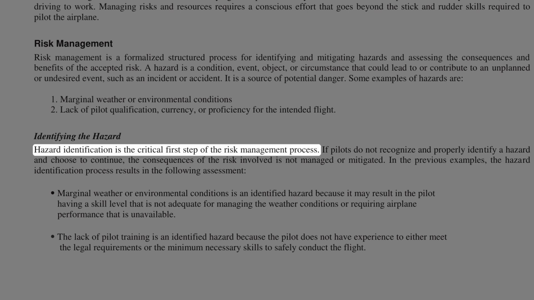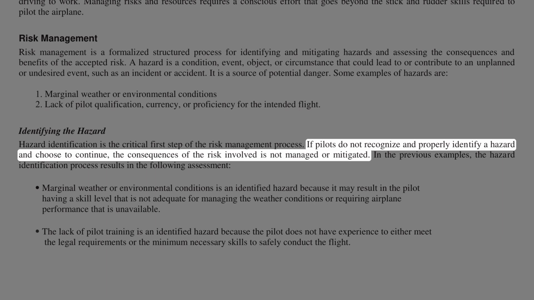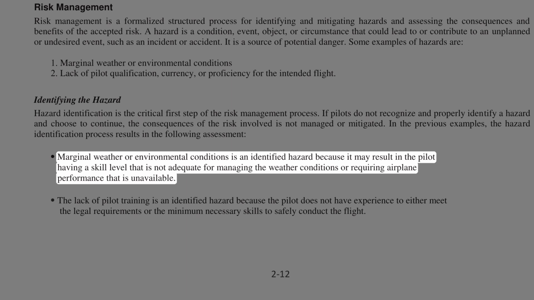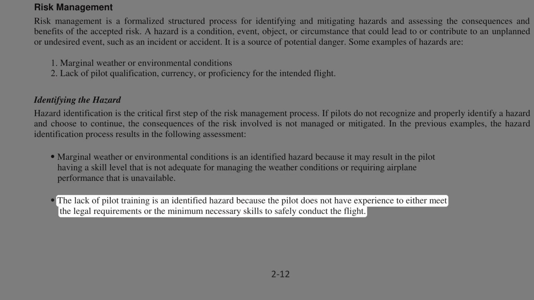Identifying the hazard. Hazard identification is the critical first step of the risk management process. If pilots do not recognize and properly identify a hazard and choose to continue, the consequences of the risk involved is not managed or mitigated. In the previous examples, the hazard identification process results in the following assessment. Marginal weather or environmental conditions is an identified hazard because it may result in the pilot having a skill level that is not adequate for managing the weather conditions or requiring airplane performance that is unavailable. The lack of pilot training is an identified hazard because the pilot does not have experience to either meet the legal requirements or the minimum necessary skills to safely conduct the flight.